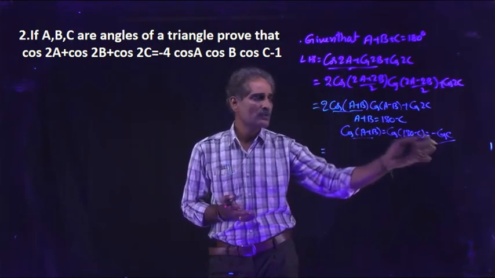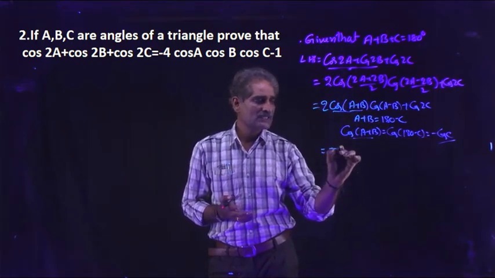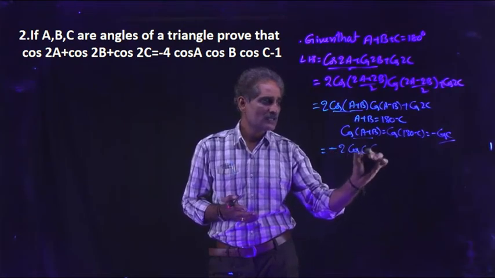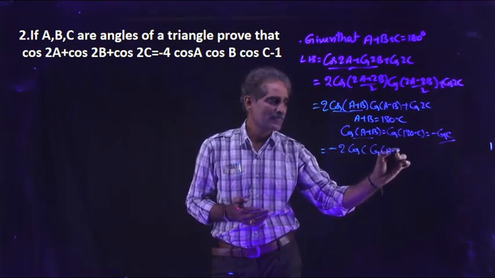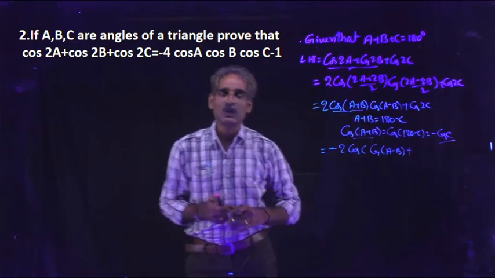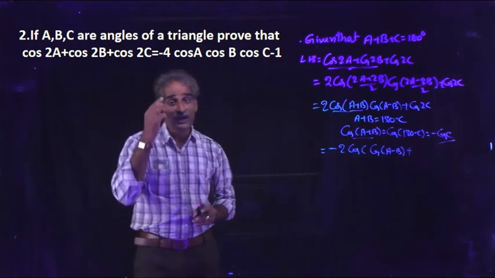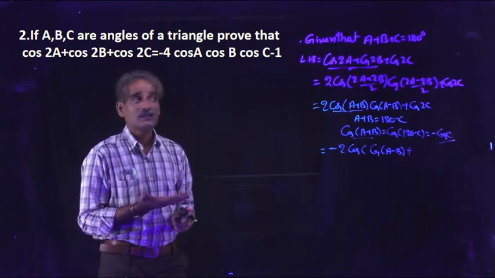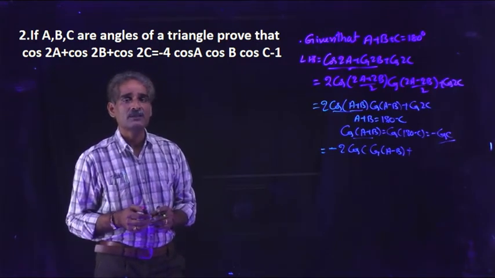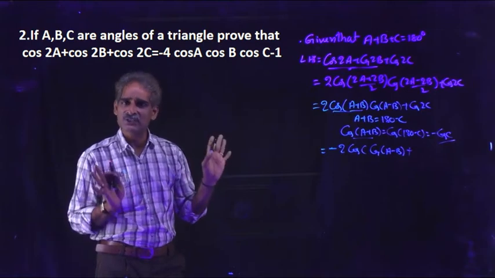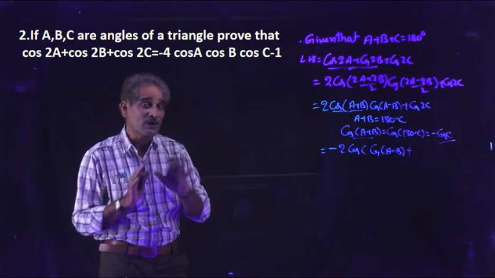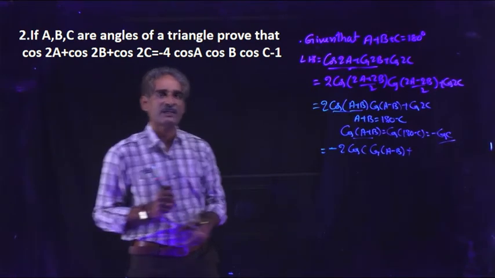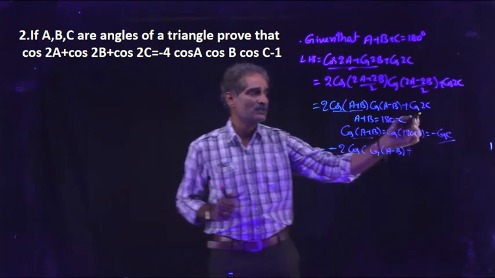So now, minus 2 cos C cos (A minus B) plus cos 2C. How can we express cos 2C? There are two formulas. One is in terms of cos and another one is in terms of sin. Which one is better here? So observe the right side. Just cos A, cos B, cos C are there. We have to express all the terms in terms of cos of the angles. So write down the formula for cos 2C in terms of cos C.